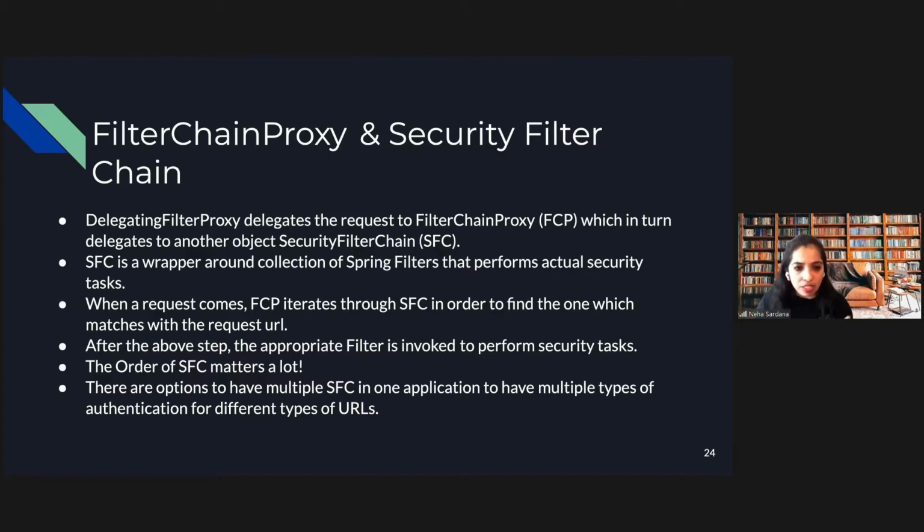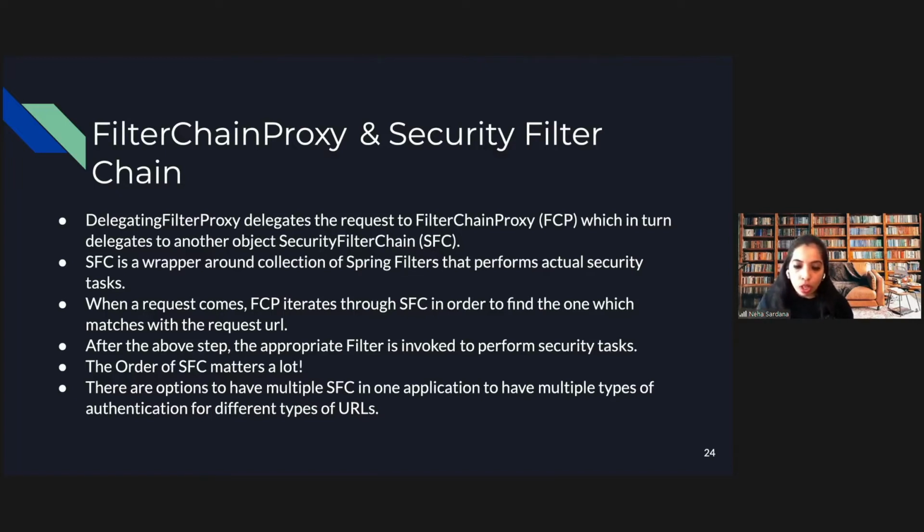So after the above step is done, the appropriate filter is invoked to perform security tasks. What happens is you may have different URLs for your application, like /user, /admin, or any other URLs. So you can have different security filter chains based on your URL. With each URL, it generates an SFC map. So there is another filter chain that gets created, and that is why the order is important.